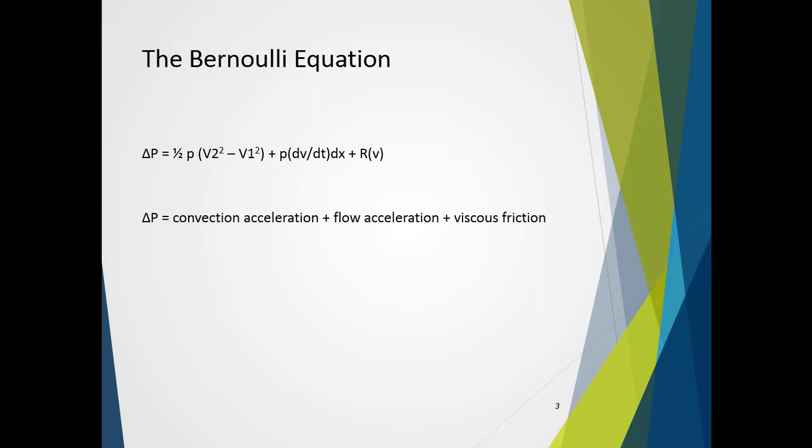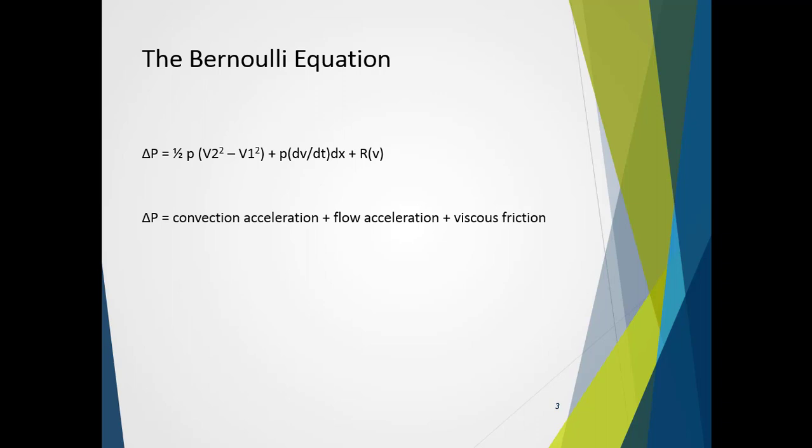Pressure gradients are worked through with the Bernoulli Equation. A change in pressure is equal to the sum of convection acceleration, flow acceleration, and viscous friction. Now, fortunately, this very complex formula can actually be simplified. We're investigating peak flows. Thus, acceleration is effectively non-existent at peak.